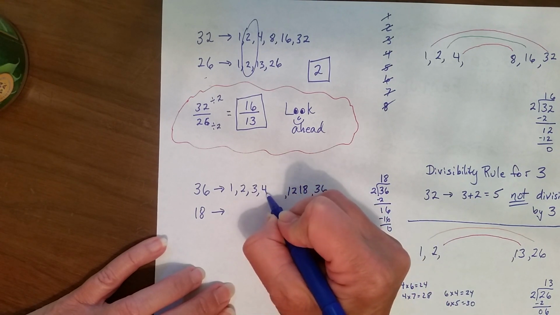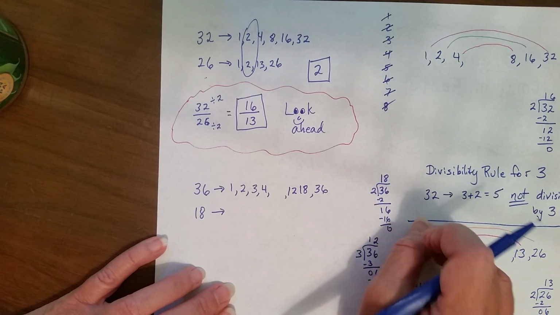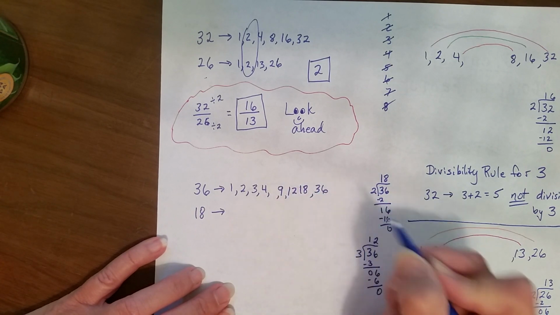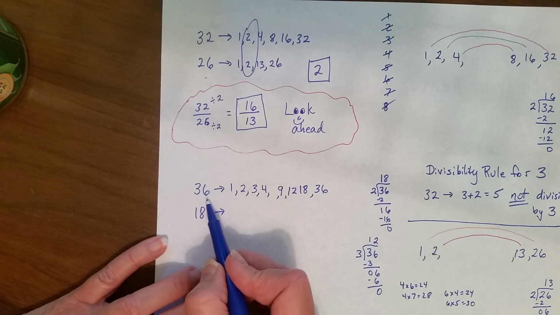Is it divisible by 4? It is, because I know my multiplication tables, 4 times 9 is 36. So we've got 4 times 9. Is it divisible by 5? No, because it doesn't end in 0 or 5.